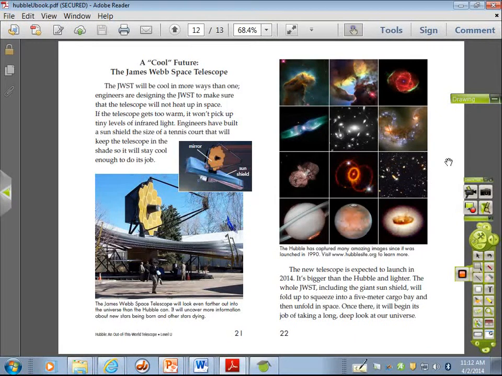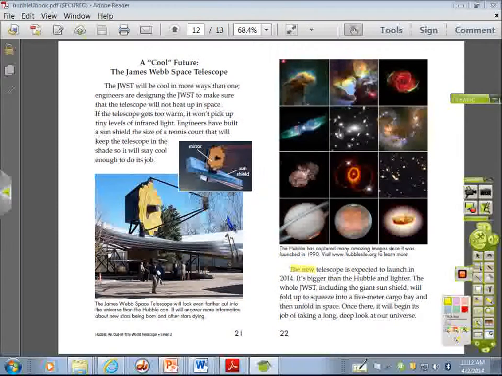Okay, so we're going to talk about the next really cool thing, the James Webb Space Telescope. It looks like a beehive. Oh, here. I think this is a conclusion, which we've been skimming towards. The new telescope is expected to launch in 2014. Now, it's bigger than the Hubble. Let's go ahead and highlight that. The new telescope is going to be bigger than the Hubble and lighter.